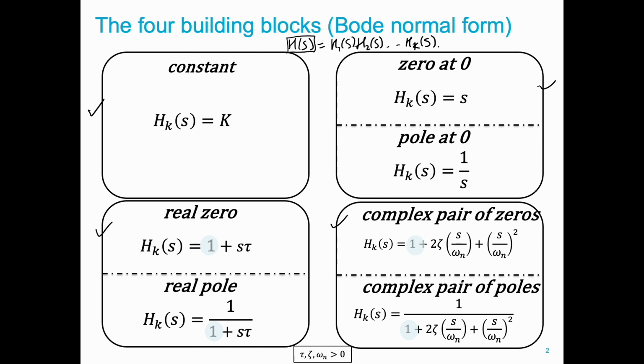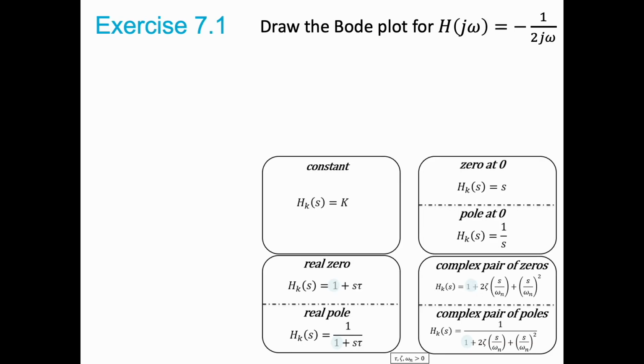Now let's take a look at an example and understand how to express such a function as a product of building blocks. In this question, we are asked to compute the transfer function first. H(s) is minus 1 over 2s. Based on this transfer function, we have to factor it as a product of building blocks.